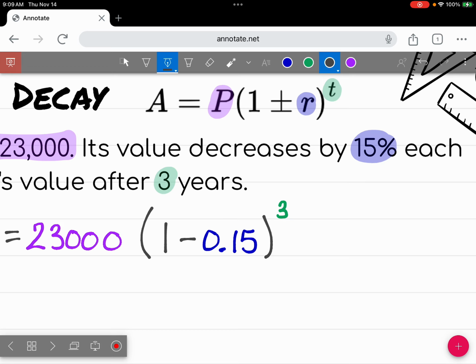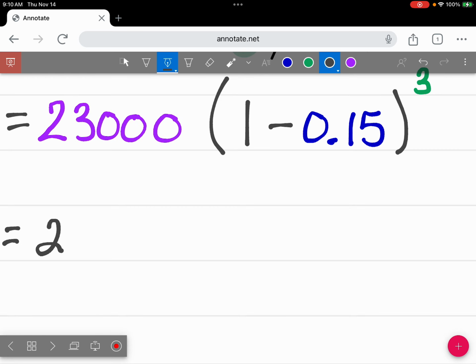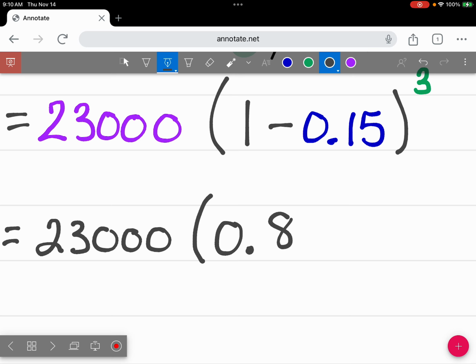Again, I'm going to simplify what's in the parentheses before we type it into a calculator. Honestly, it's going to be really handy for us next week when we start working with these the other direction, just to be in that habit. 23,000 times what is 1 minus 0.15? 0.85.